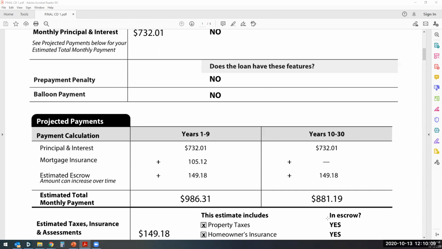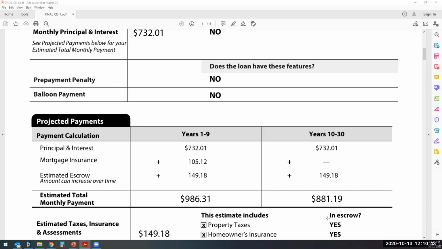And like it says down there, right below it says estimated escrow, that amount can increase over time, okay? Why? Because if your property goes up in value, your taxes are going to go up. If the insurance goes up, your monthly payment is going to go up, escrow is going to go up, okay? So the estimated total monthly payment is $986.31 for the first 9 years, and then it's going to go down because we're taking the mortgage insurance out, okay?